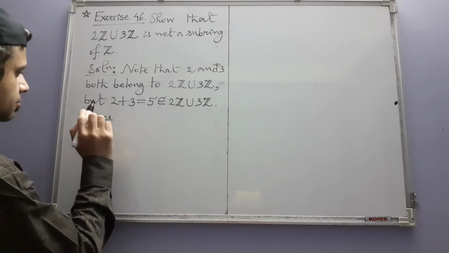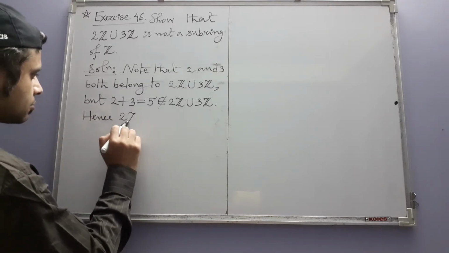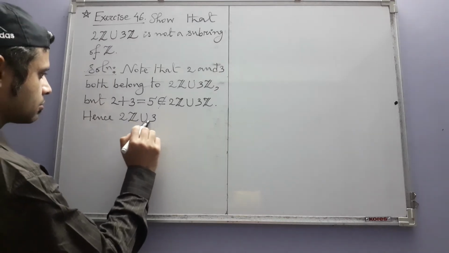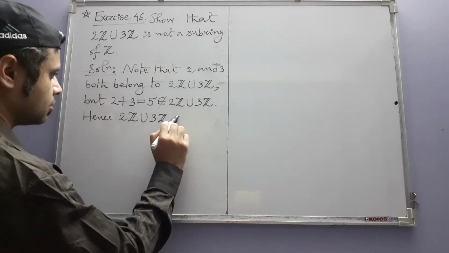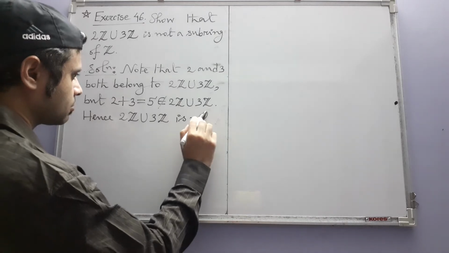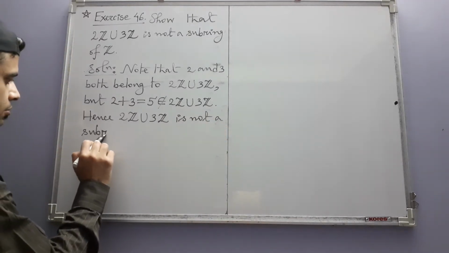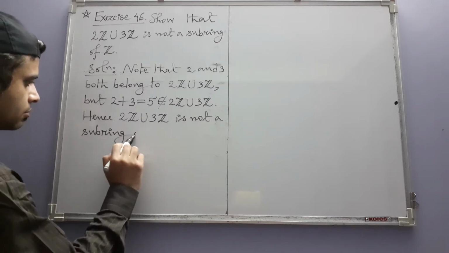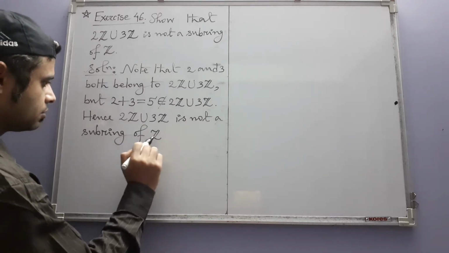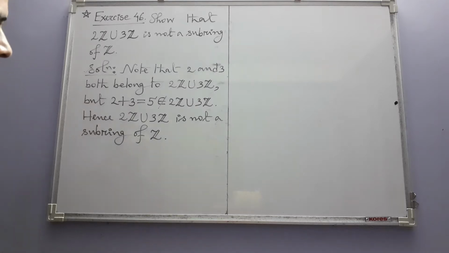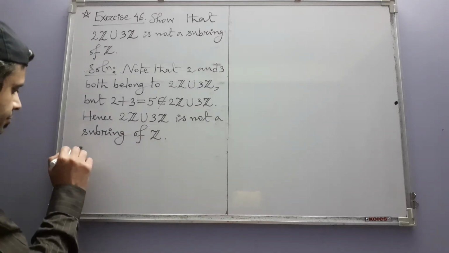Hence, this is not a subring of the ring of integers. It is not even closed under addition, so how can it be a subring? It is not even a subgroup under addition.